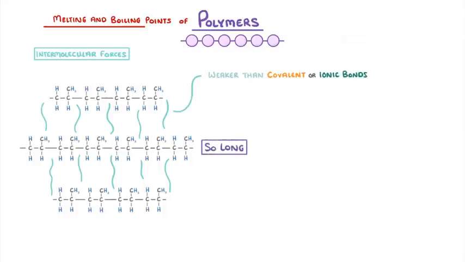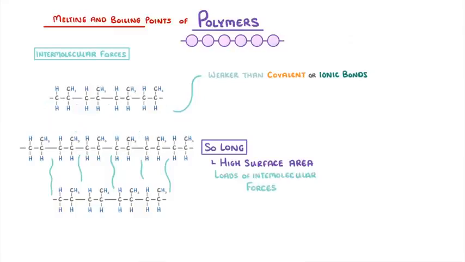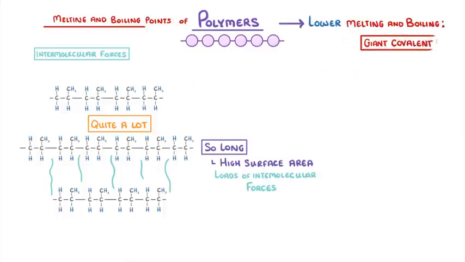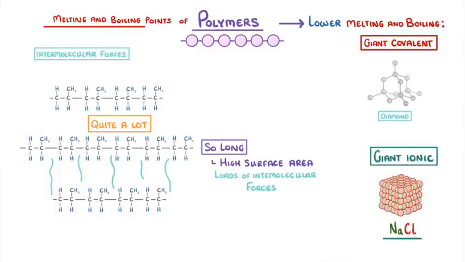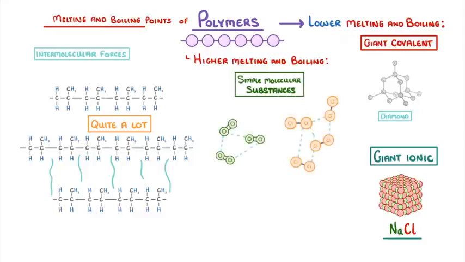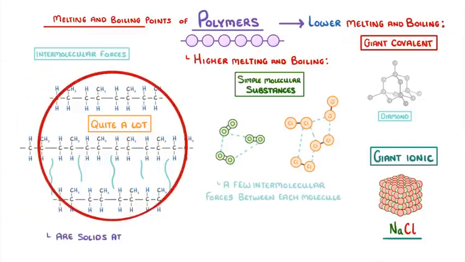However, because the polymers are so long, they have a high surface area, and so there are loads of these intermolecular forces, which means that to break them all would still require quite a lot of energy. So, although polymers have lower melting and boiling points than giant covalent structures like diamond, or giant ionic structures like sodium chloride, they do have higher melting and boiling points than simple molecular substances, like oxygen or chlorine, which only have a few of these weak intermolecular forces between each molecule. And this is the reason why polymers are generally solid at room temperature.